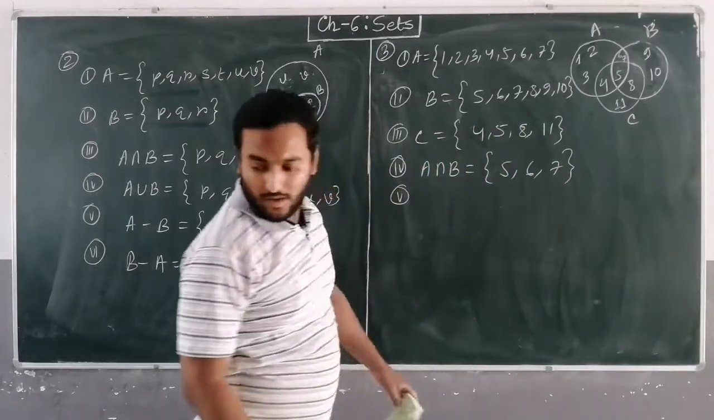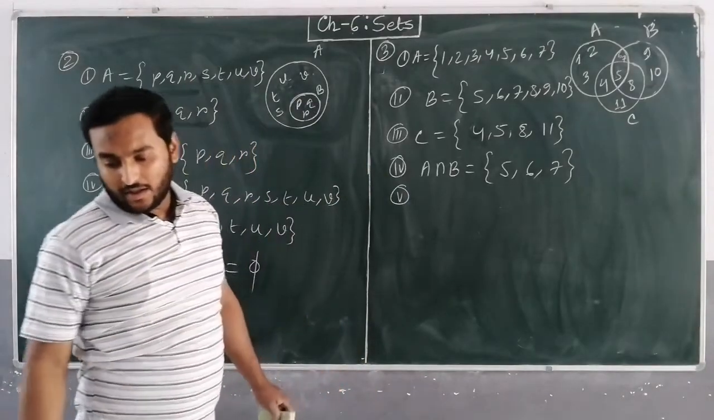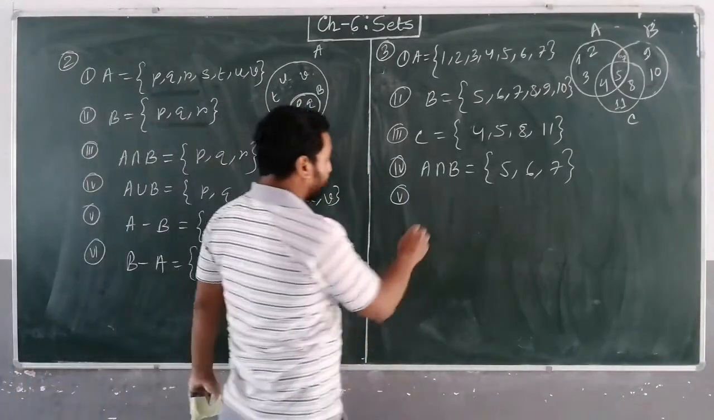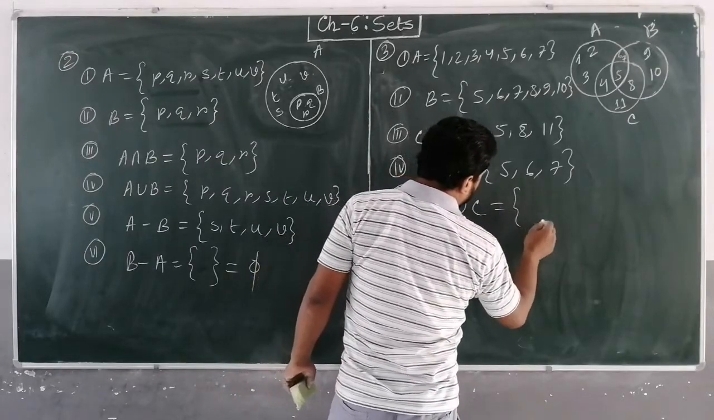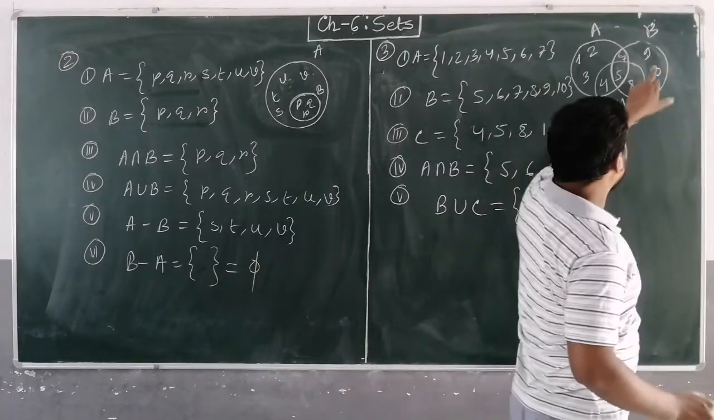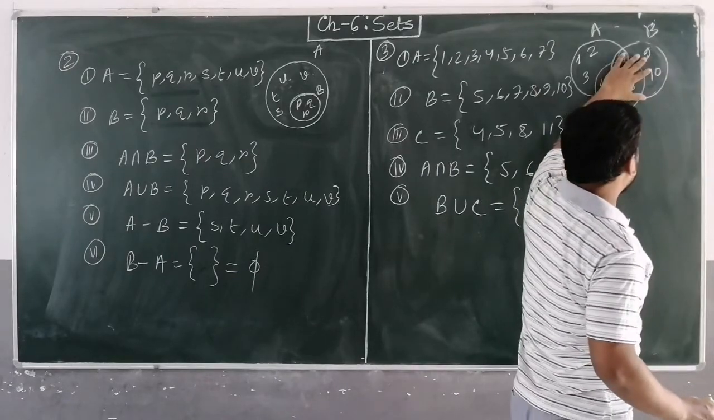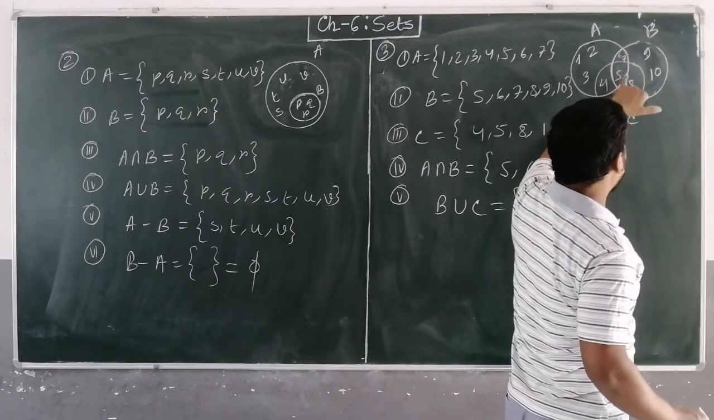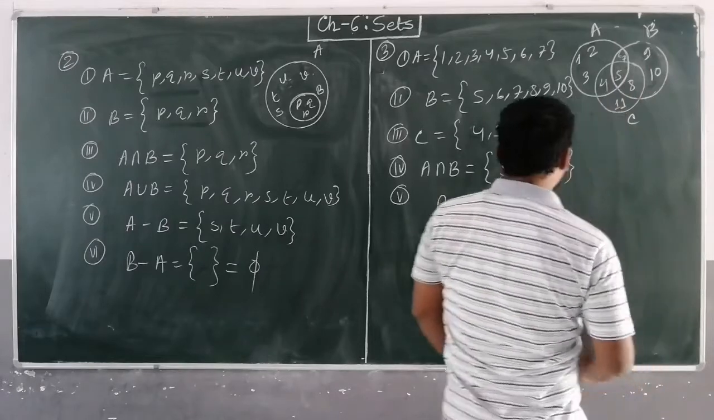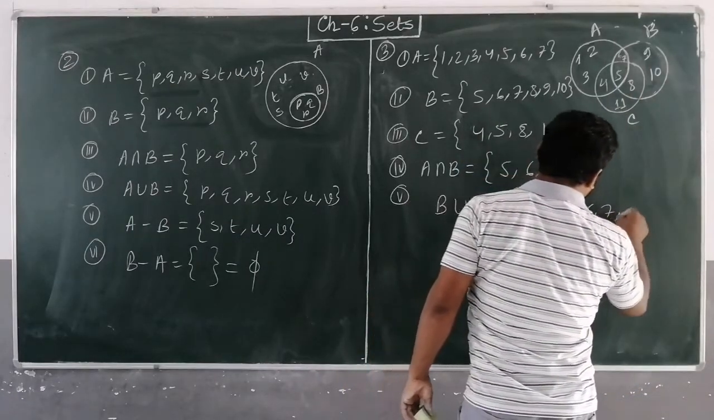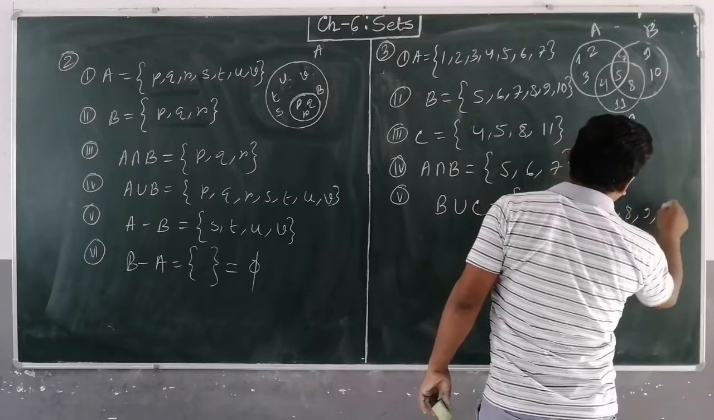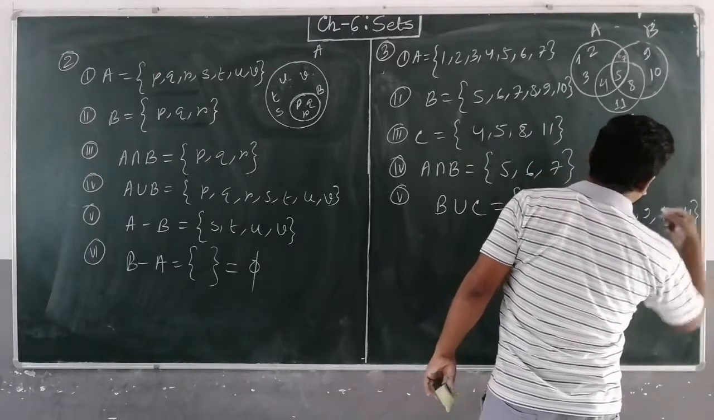Fifth part. In fifth part it is given B union C. B and C union means this part. Okay, so 4, 5, 6, 7, 8, 9, 10 and 11.